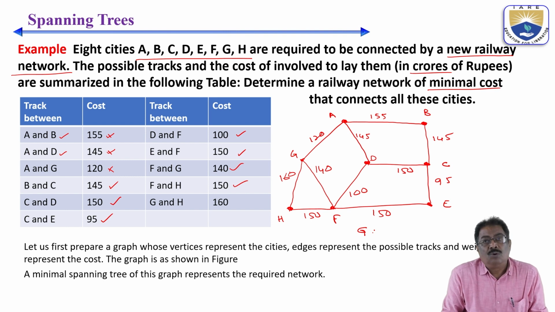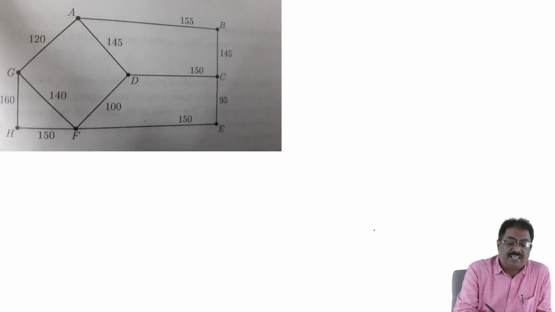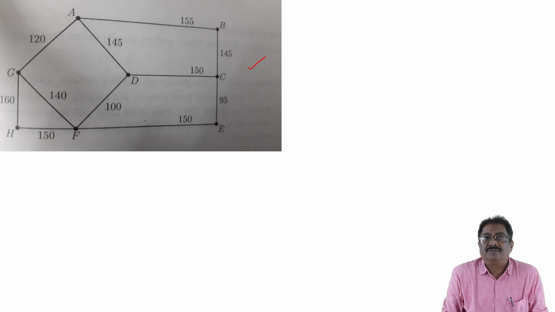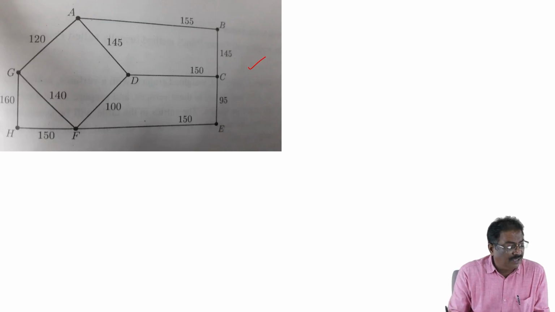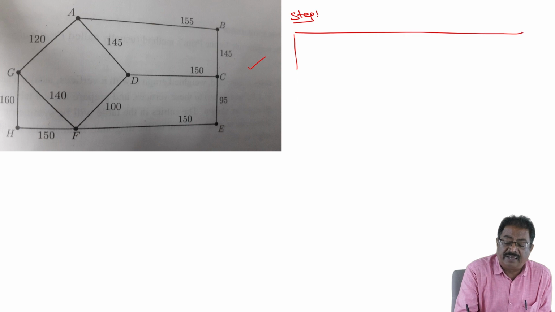From this, we have to find out the spanning tree by using Kruskal's algorithm. This is the network which we have mentioned here. Now from this, we are going to process step one. Step one is arranging the weights in ascending order.